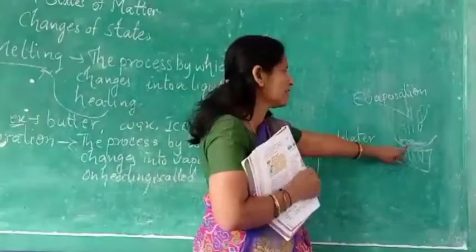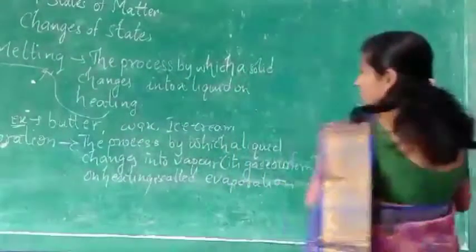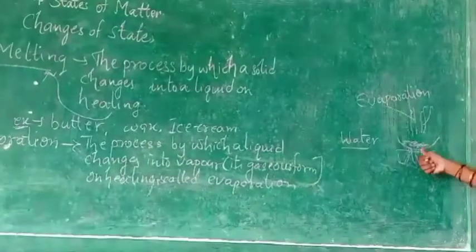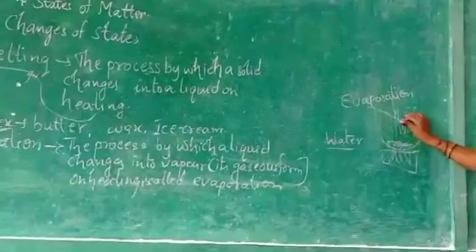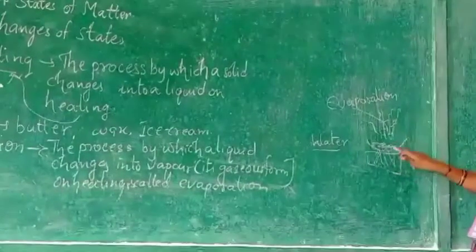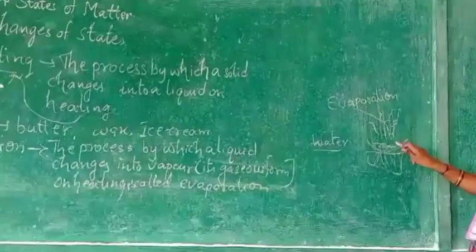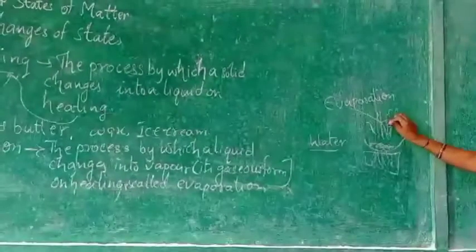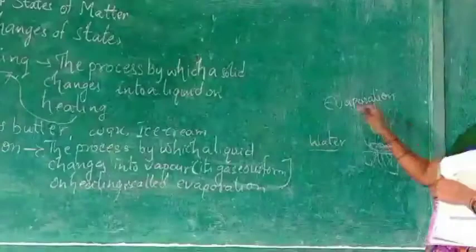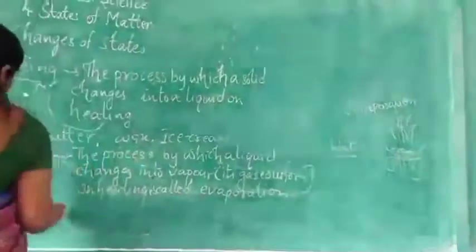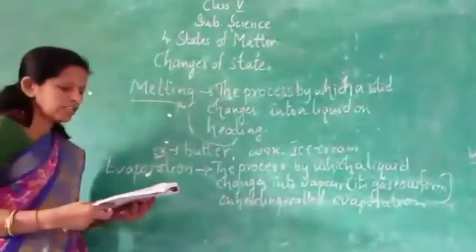The process by which the liquid is changing into vapor. How? On heating only. On heating only the water is changing into vapor. So this vapor formation on heating is called evaporation. For example, you can take water.